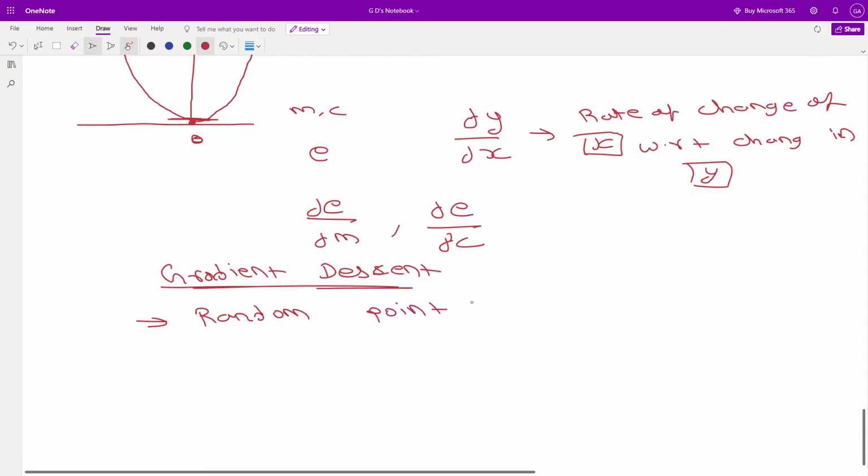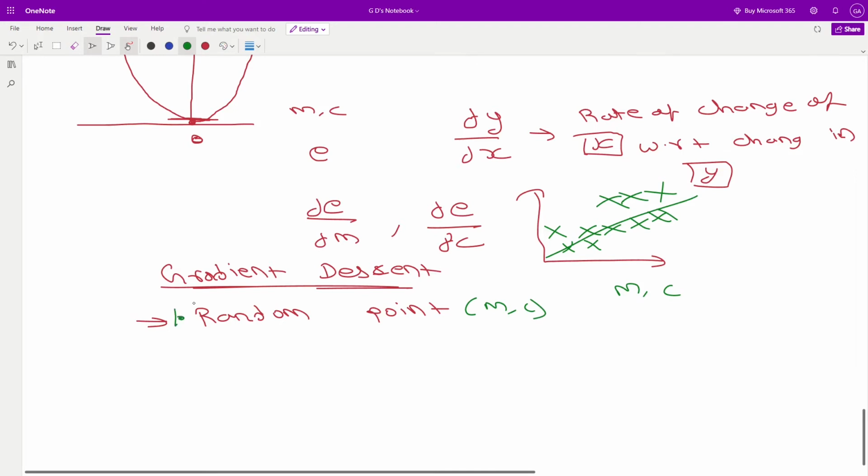When I say random point, let's assume this is your graph where you have all your actual points. If I talk in terms of the graphical perspective, you start with a random line. When I say random line, I mean random m and c values. Start with a random point, meaning random m comma c values. That is the very first step. Let's assume I have chosen one m and c value.